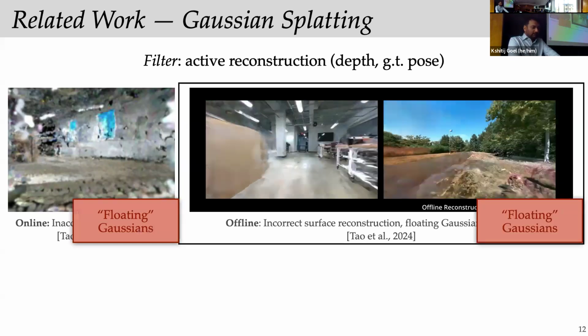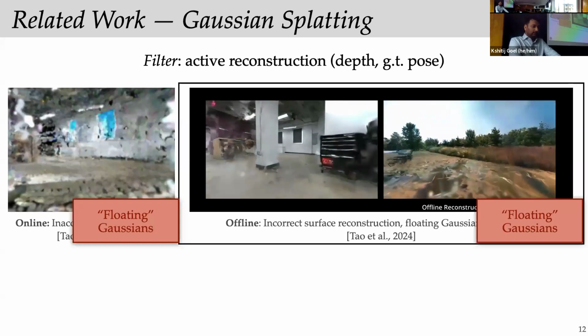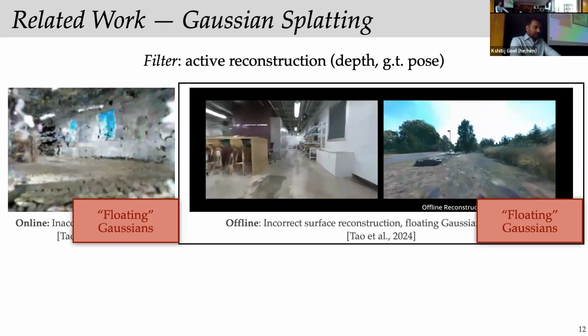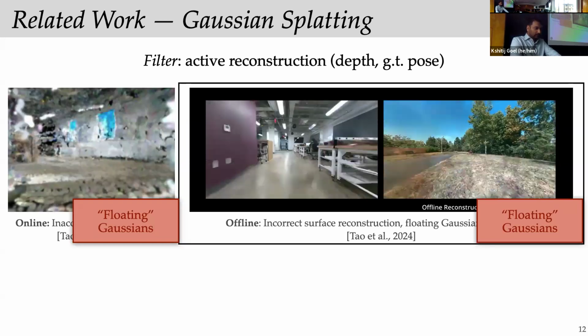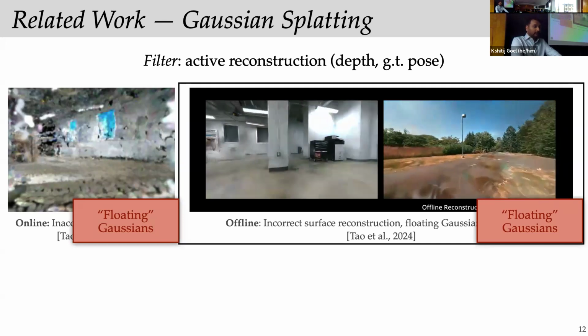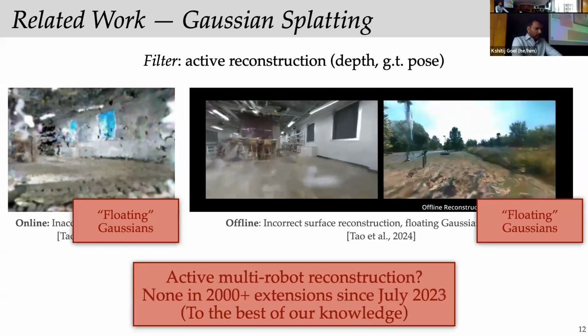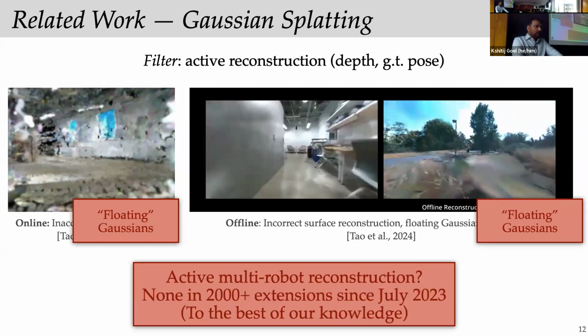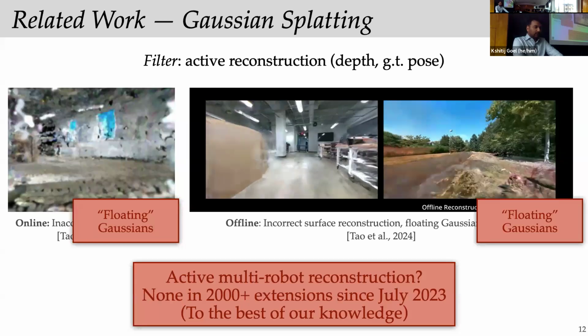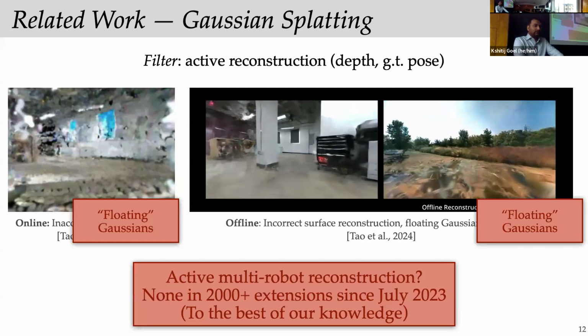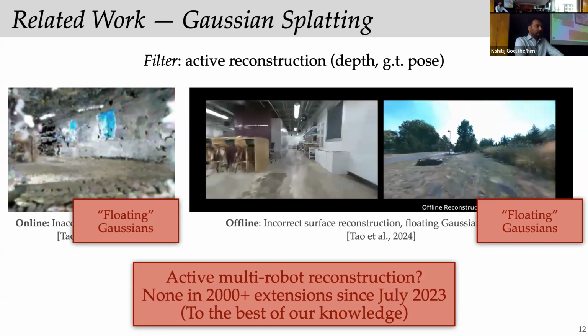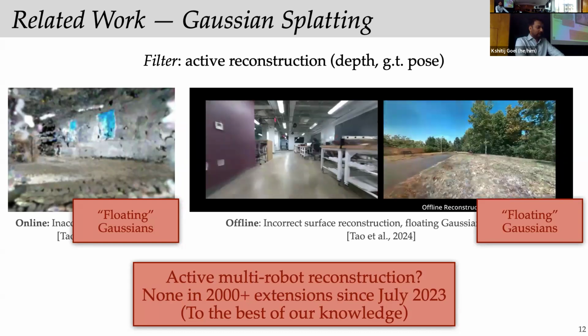Unsurprisingly, we observe the same problem in the offline reconstruction as well, where the Gaussians are floating under the floor or in front of the camera. Moreover, despite significant advances over the past year or so, to the best of our knowledge, there is no Gaussian splatting-based method that directly addresses the problem considered in this thesis.